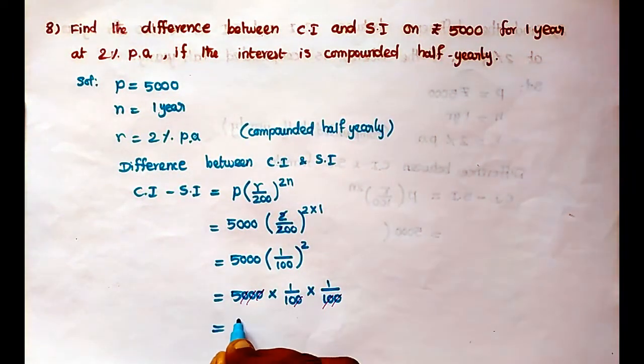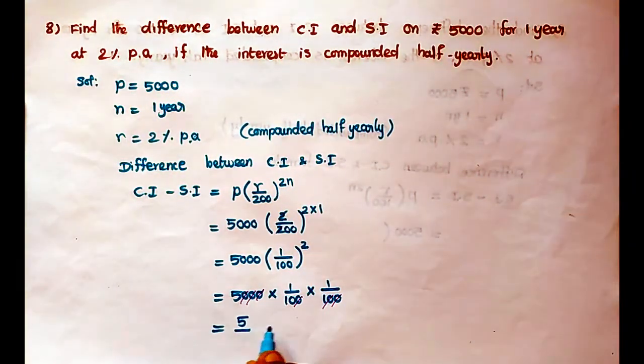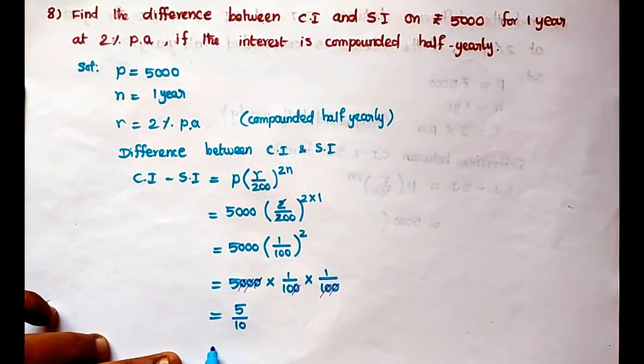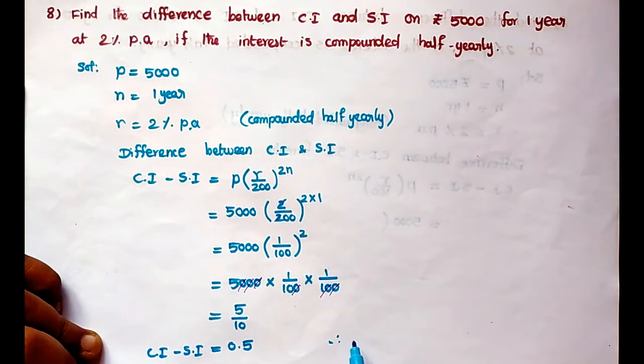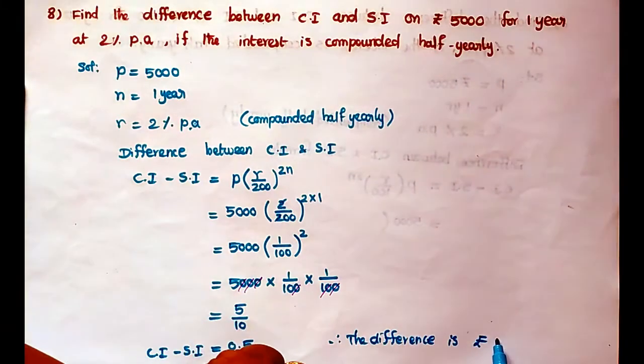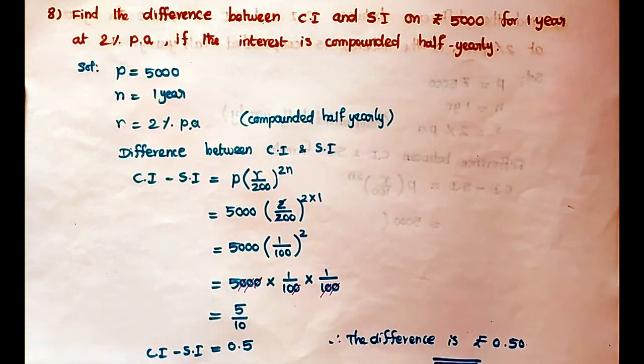What is the balance here? 5 by 10 only. Divide, we get 0.5, that is compound interest minus simple interest. Therefore, the difference is rupees 0.50, 50 paise. That is the answer.